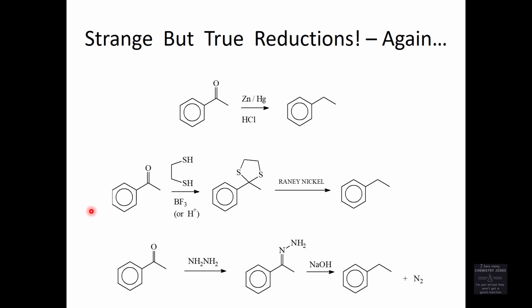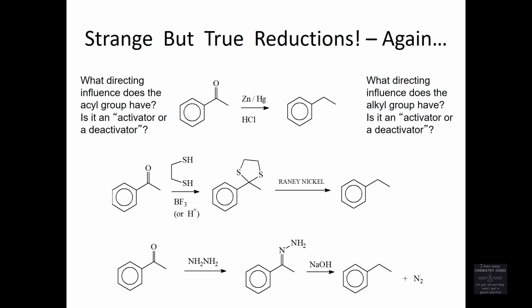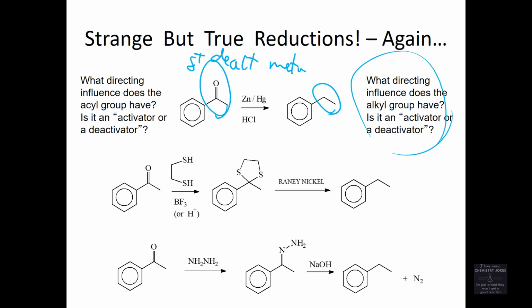So you've seen this slide before. What directing influence does an acyl group have? Is it an activator or a deactivator? An acyl group: partial positive, deactivator, meta. What directing influence does an alkyl group have? Plain carbon, donor by hyperconjugation, activator, ortho-para. So I can turn my meta director into an ortho-para director. Interesting.